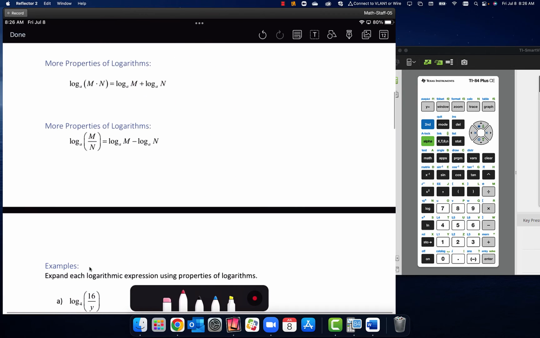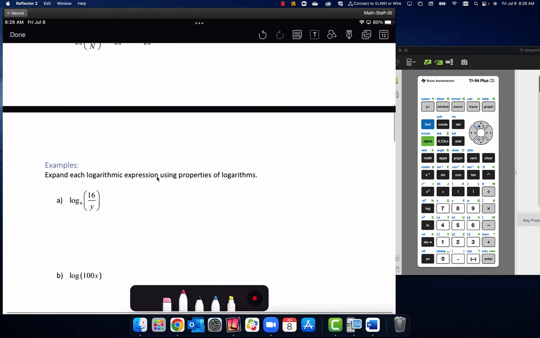The main properties that we're going to be focusing on today are these. You have a product, log base a of m times n. Well, we can expand that single logarithm into a sum of 2 logs. Notice the base stays the same and we just add the m and the n. And very similar to the product, we have a quotient rule. Log base a of m divided by n, we can expand that single logarithm into a difference of logs. We have log of m minus log of n.